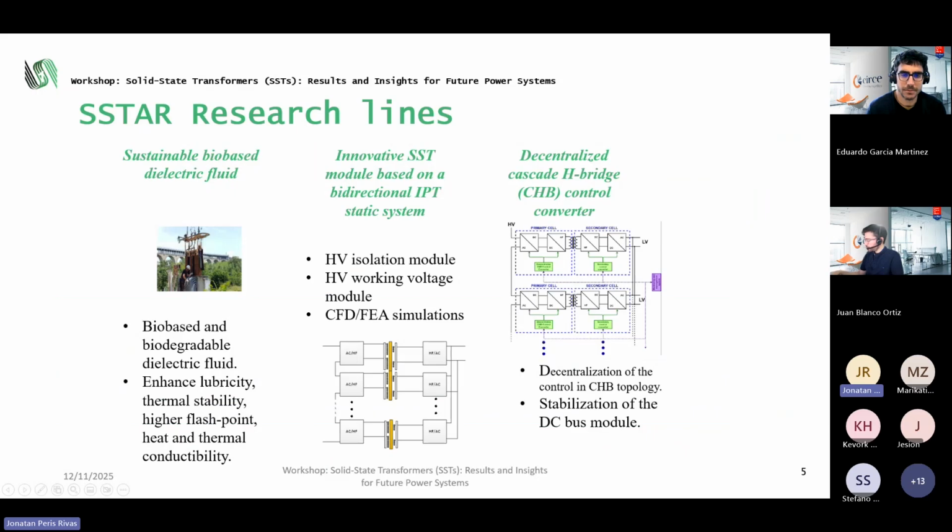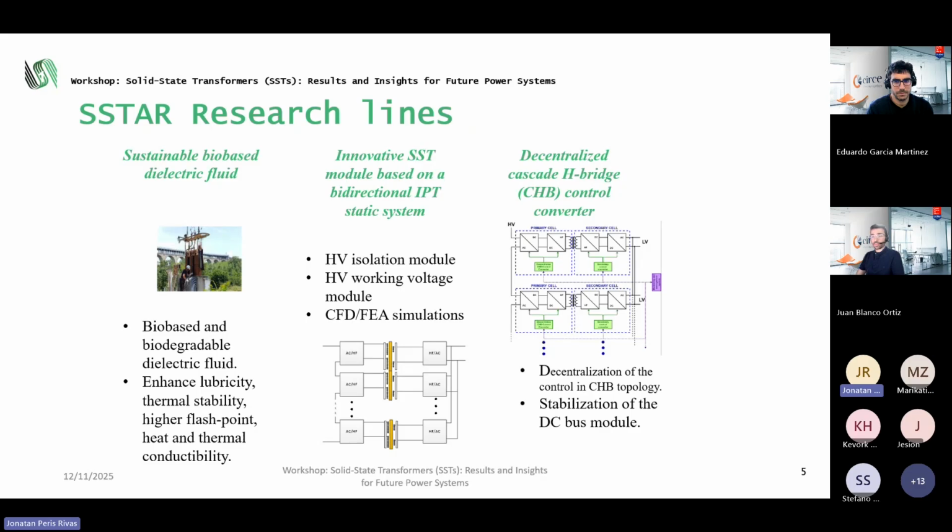These are the main research lines of the project. The first line is the sustainable bio-based dielectric fluid developed by Novamont from Italy. This new biodegradable fluid enhances insulation, lubrication, and thermal performance, trying to achieve up to 50% CO2 reduction compared to traditional oils.